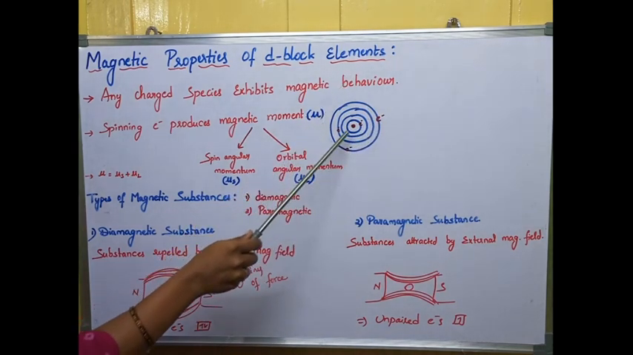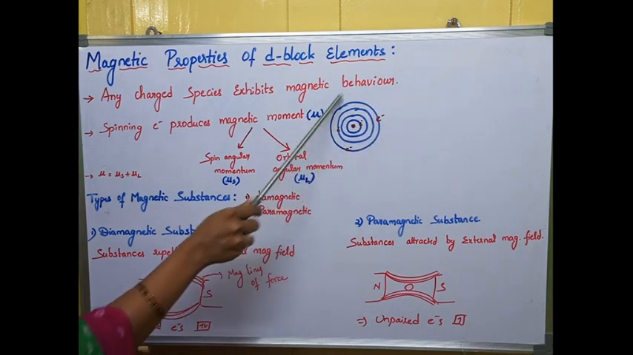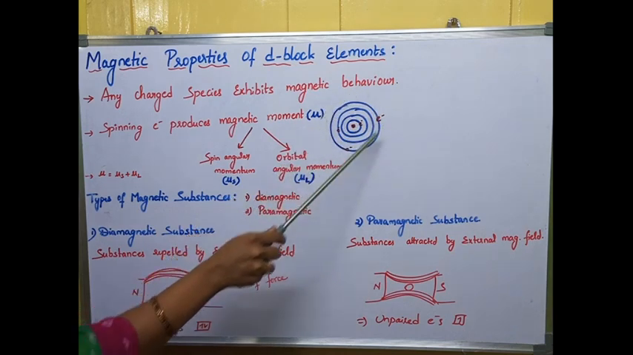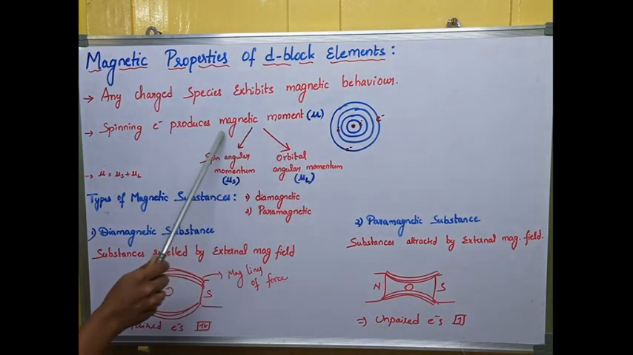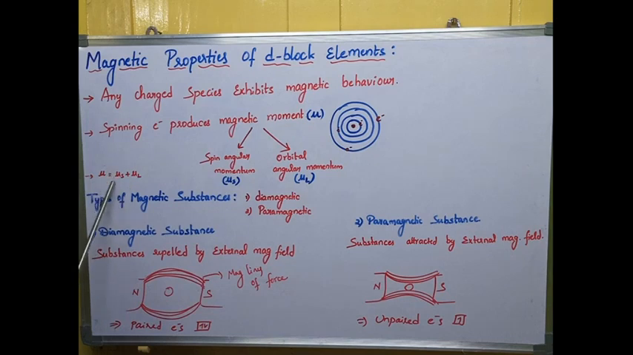Next, whenever it is rotating in a circular path called an orbit, it develops orbital angular momentum. Here the magnetic moment can be calculated by adding both spin angular momentum and orbital angular momentum. You can see the magnetic moment symbol is mu. Here we are adding mu s, the spin angular momentum, and mu l, the orbital angular momentum. Now coming to the types of magnetic substances.